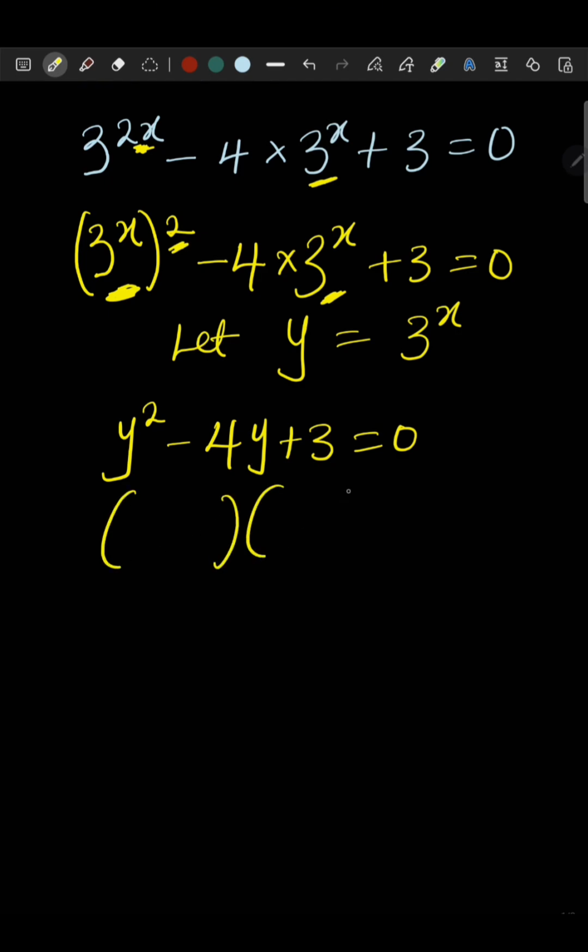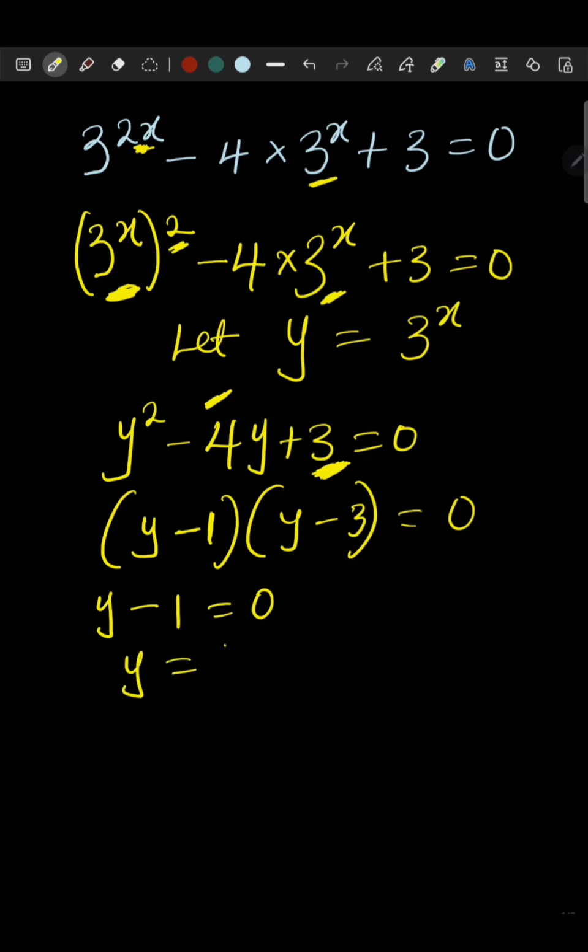So without wasting time, ask yourself, what two numbers shall we multiply to get this 3 that is here, and if we add them, we get minus 4? Of course, the numbers are minus 1 and minus 3, because minus 1 minus 3 is minus 4, and minus 1 times minus 3 is 3. So you put your y. And if two terms multiply each other to give us 0, it means that either the first one, y minus 1, is 0, meaning that y is equal to 1, or the second one, y minus 3, is equal to 0, so y is equal to 3.